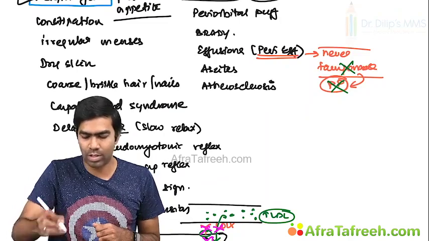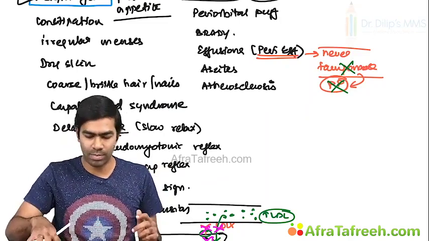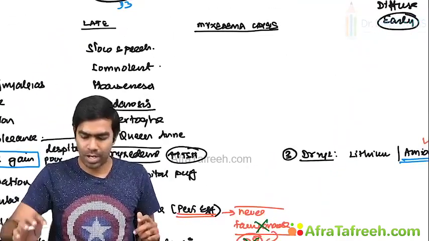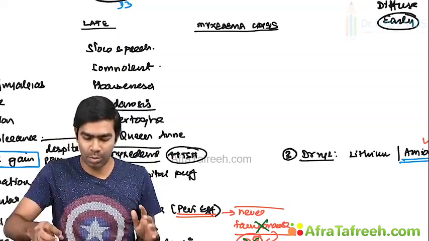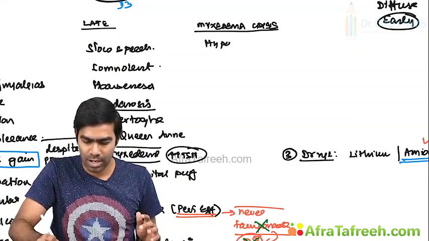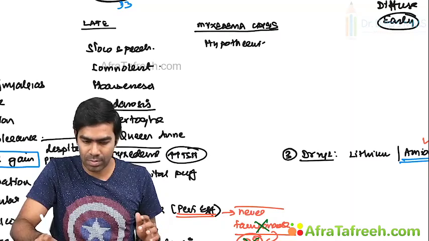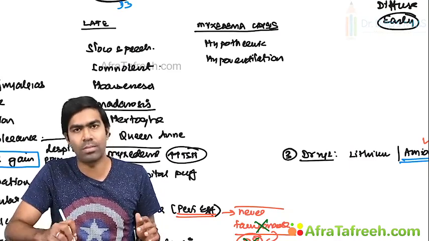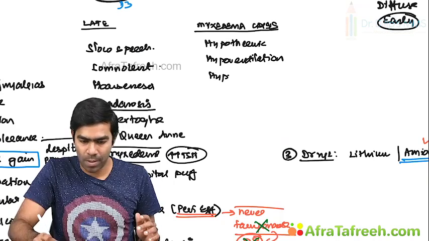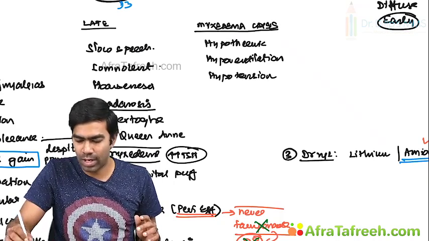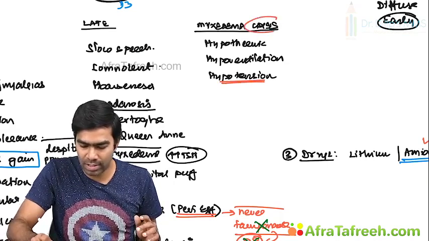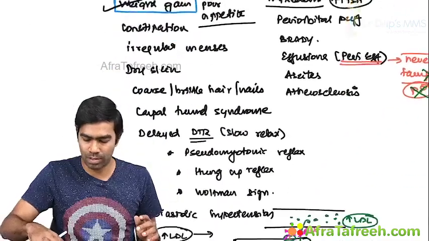We know that fact already. There is a high risk, with a lot of reasons why you develop atherosclerosis. And myxedema crisis. So what are the features of myxedema crisis? Everything will be hypo. The patient will be hypothermic. The patient will be hypoventilating with a lower respiratory rate, because it's an extreme form of hypothyroidism. And the patient will be hypotensive.